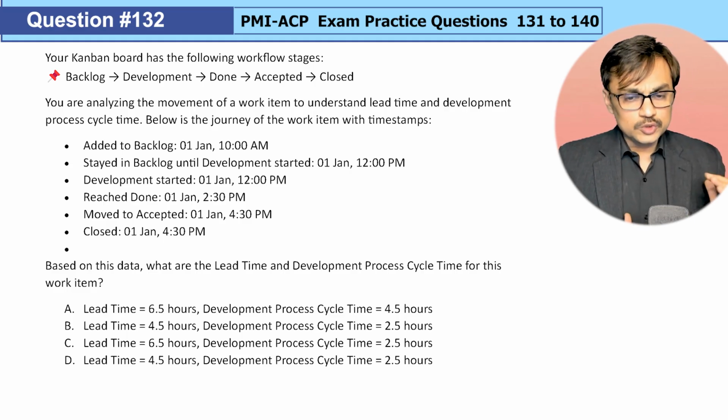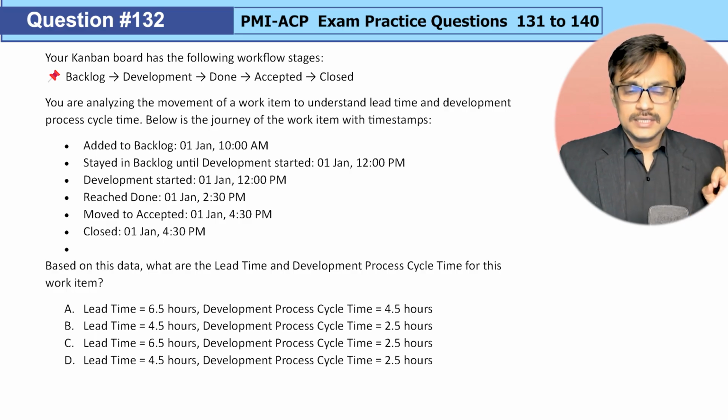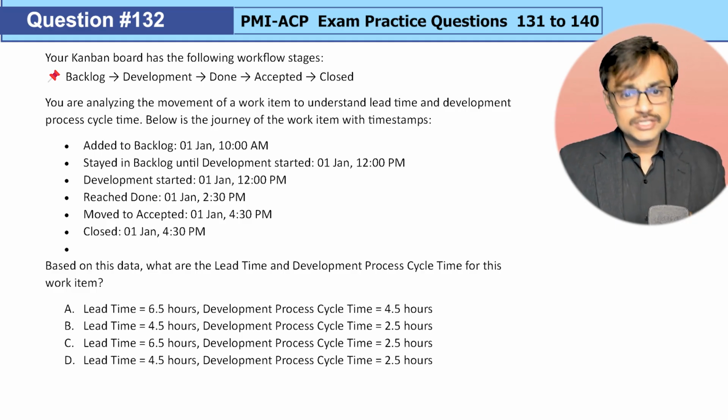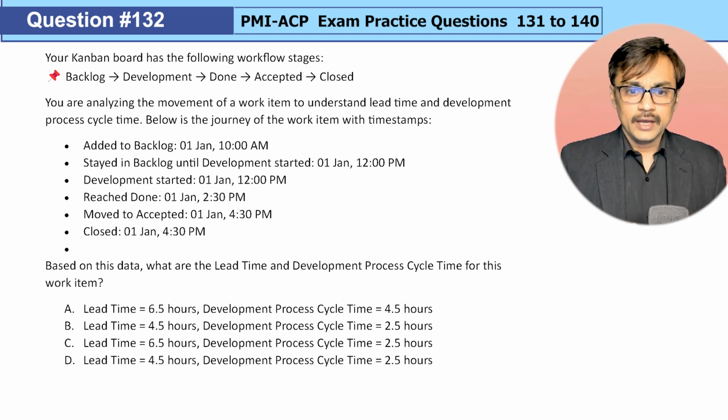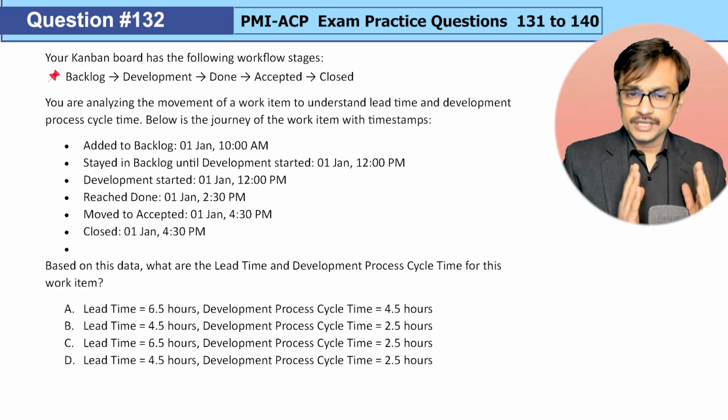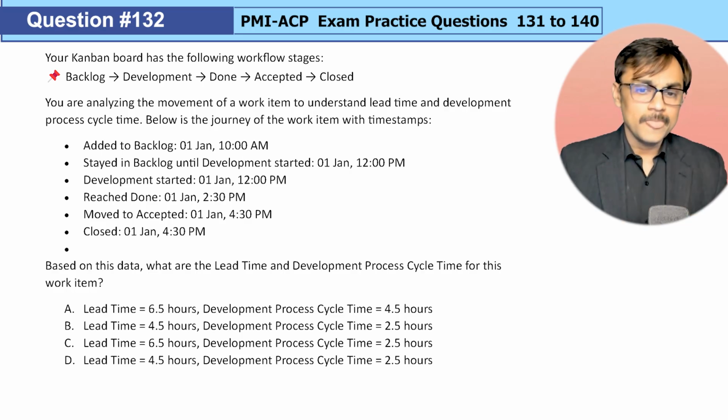Added to the backlog on 1st January at 10 a.m. Stayed in the backlog until development started, 1st January at 12 p.m. Reached the done stage of development at 2:30 p.m. Moved to the accepted stage at 4:30 p.m. and closed at 4:30 p.m. So it means between 2:30 and 4:30, it remained in development done.